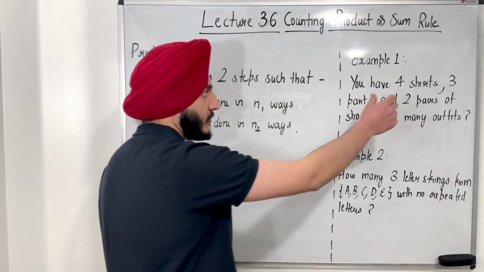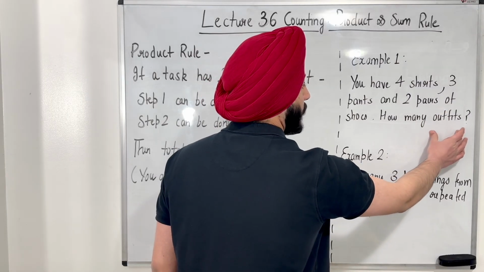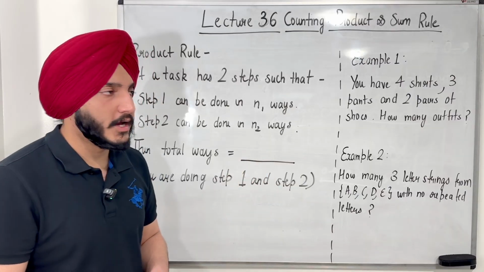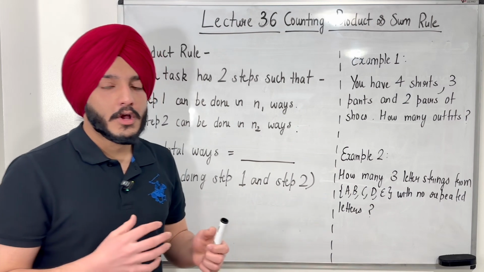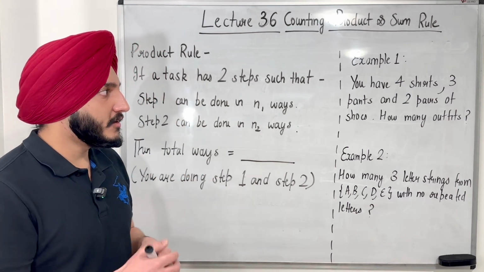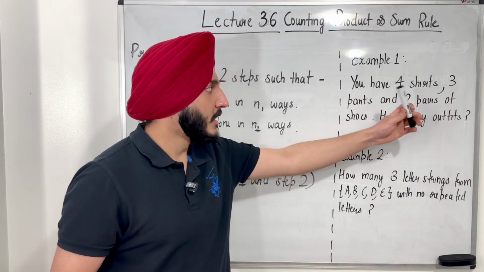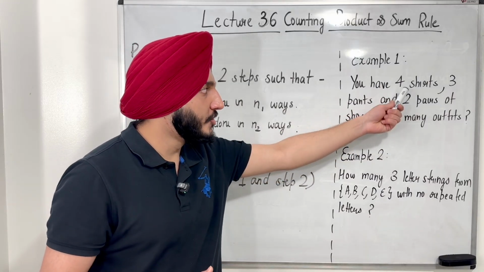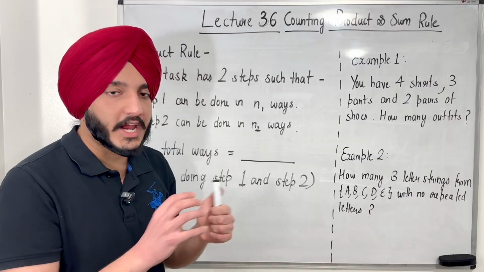You have 4 shirts, 3 pants, and 2 pairs of shoes. How many outfits can I make from this, right? I think this question seems a lot easier to understand, right? I have 4 shirts, 3 pairs of pants, 2 pairs of shoes. So the way I can count the number of outfits is, I have 4 shirts. So let's say I can pick the first shirt, combine it with the first pant and the first pair of shoes, or maybe I can pick up the second shirt with the first pair of pants and then combine it with the second pair of shoes.